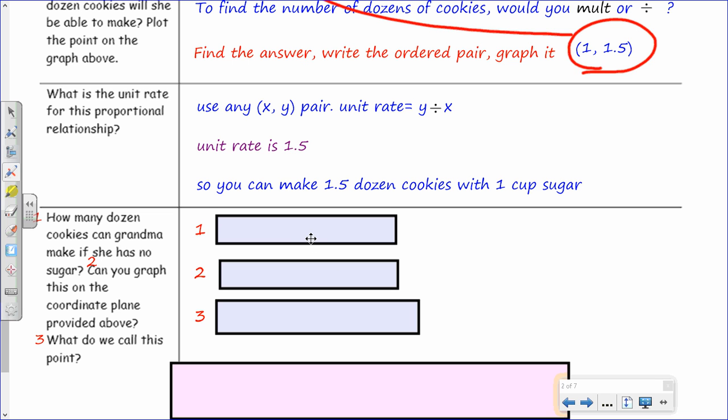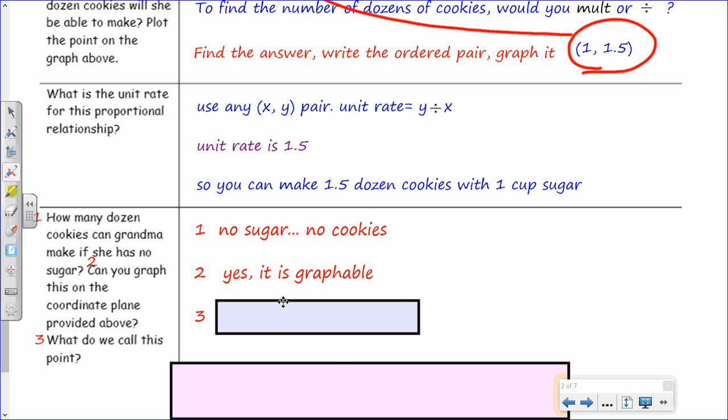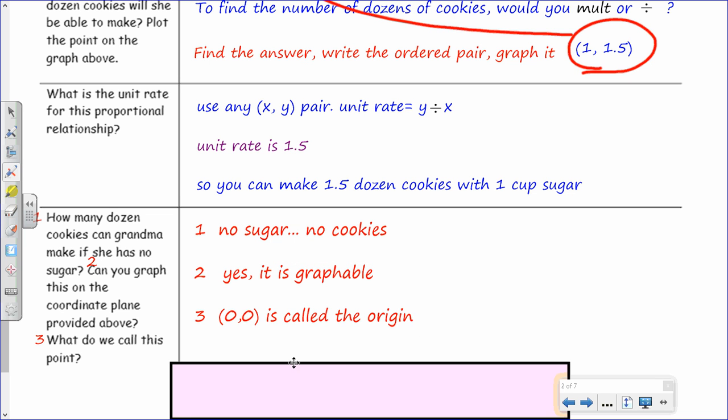Okay, how much can she make if she has no sugar? She cannot make any. No sugar, no cookies. Can you graph this on the coordinate plane above? Absolutely. No sugar, no cookies. That's the origin. That's what we've been talking about. We call that point the origin.